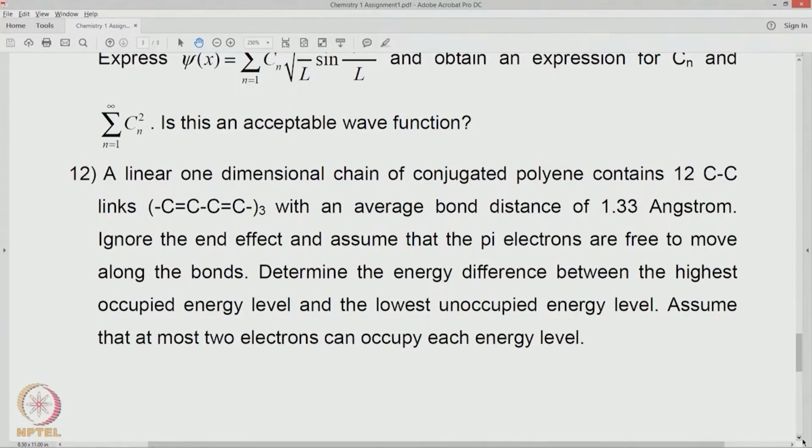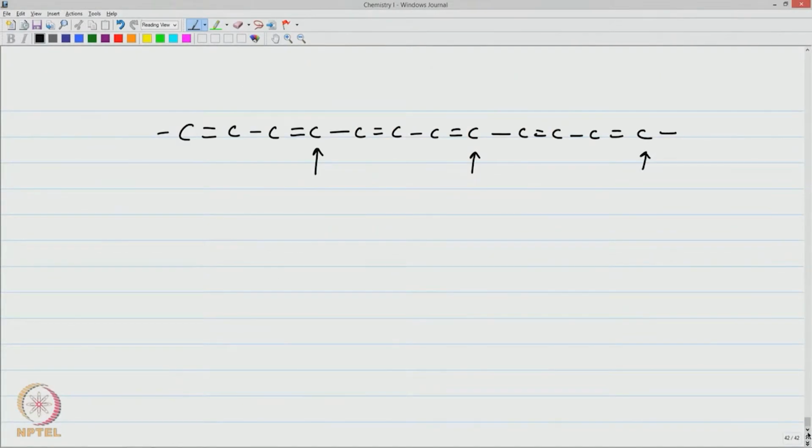How many pi electrons are there? Each double bond contains 2 pi electrons. So, it is 1, 2, 3, 4, 5, 6. So, there are 12 pi electrons. Electrons of course strongly correlate, they interact with each other, but for this problem let us assume that the electrons are not interacting, they are free particles.